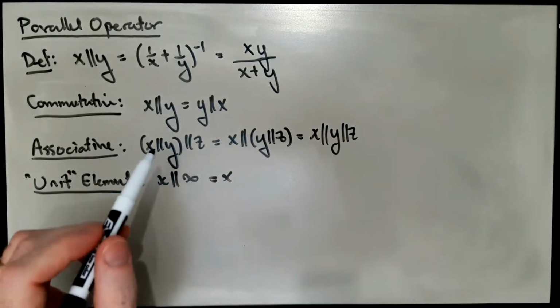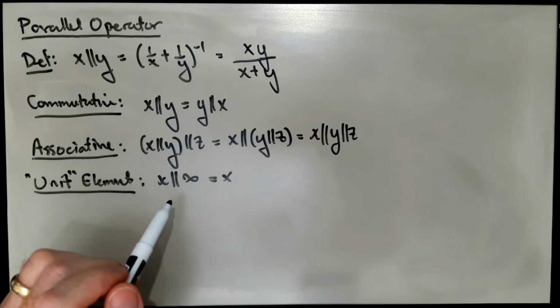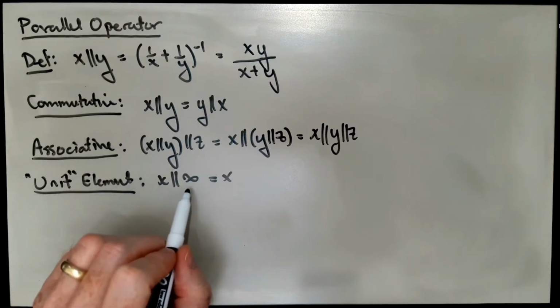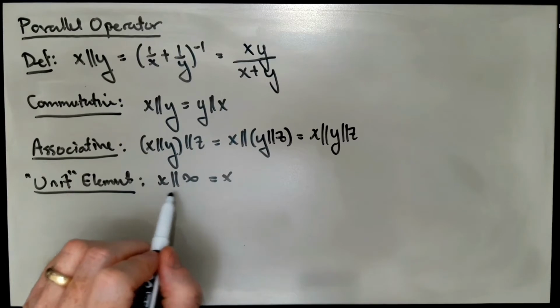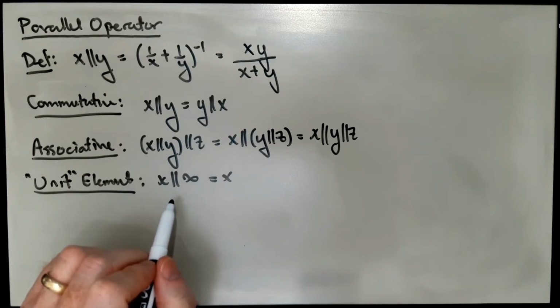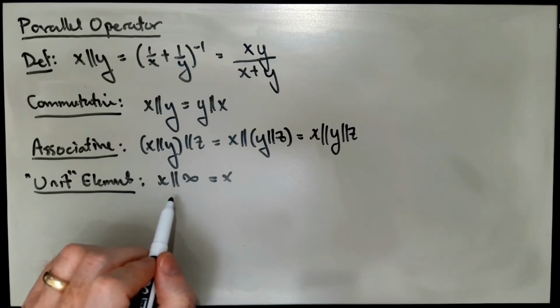You can think of summation as the sort of series operator, and the short circuit is the unit element for the series operator. Well, likewise, the open circuit, or the infinite resistance, would be the unit element for the parallel operator. If I put an open circuit in parallel with a resistance, I just get the resistance as the equivalent, right? Just like if I put a short circuit in series with a resistor, I just get the resistor itself.